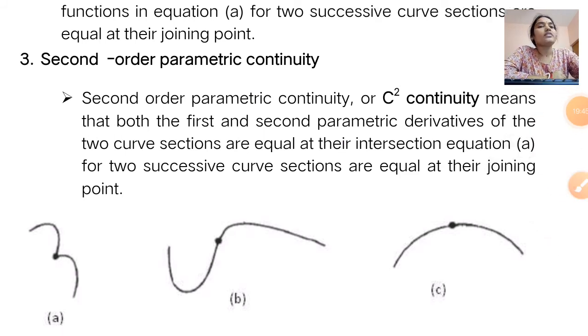Next is second order parametric continuity. In second order parametric continuity, the first and second parametric derivatives of the two curve sections are equal at their intersection. That means these two curve sections are equal at the intersection point. This is also known as C2 continuity condition.